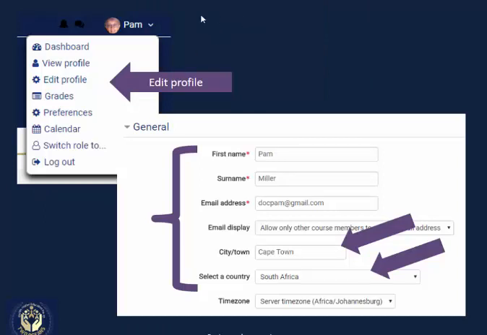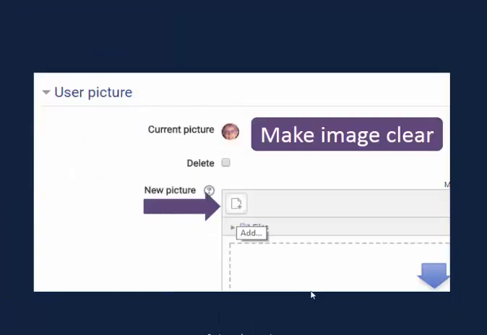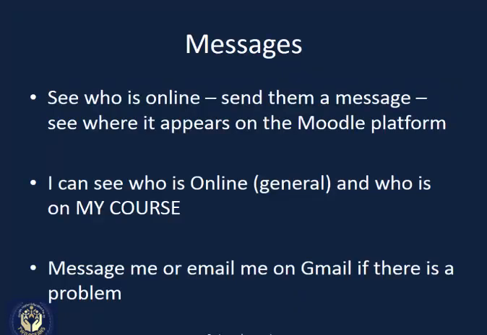Now, on the Moodle platform, I asked you to edit your profile. That was last week. I wanted you to have your name properly written in, and your city and your country. And then I wanted your picture. And I wanted the image clear so we can actually see who it is when we see you online on Moodle. I want to see who's online. I want you to be able to see who's online. Last time, we played with messages. It was rather fun.